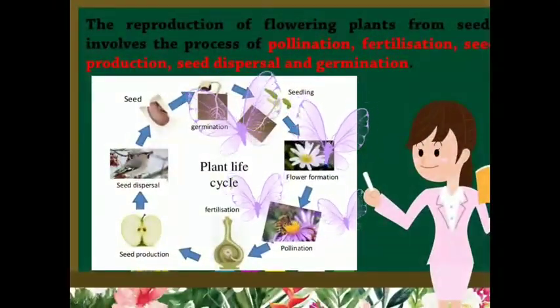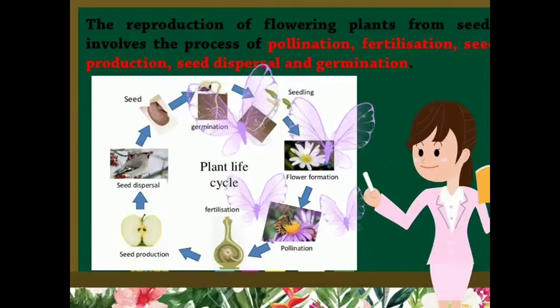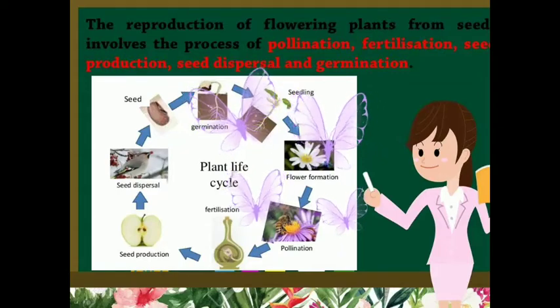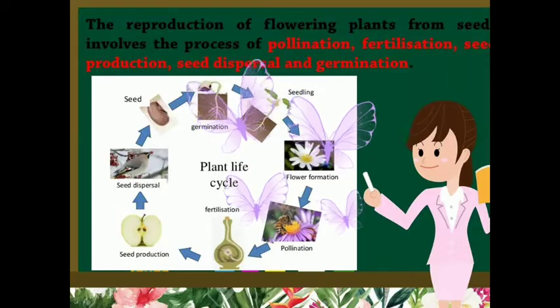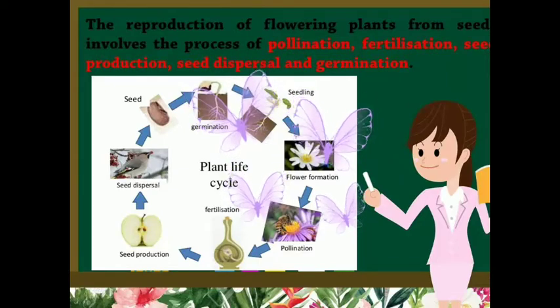The reproduction of flowering plants from seeds involves the process of pollination, fertilization, seed production, seed dispersal, and germination. Here you can see the diagram. From the seed, it will turn into germination and become a seedling, and then flower formation and the others.